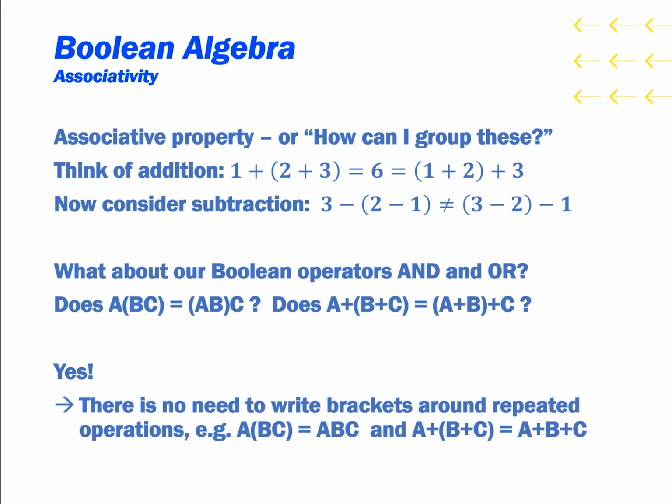That means that there's no need to write brackets around repeated operations. So A and B and C can just be written as A and B and C without the brackets, and similarly with the ORs.